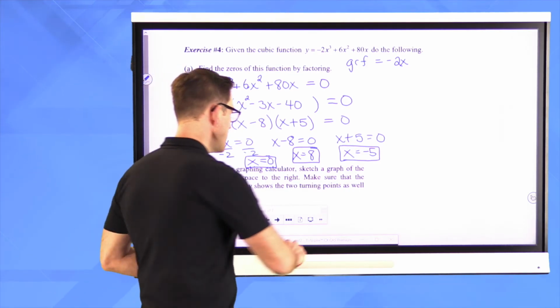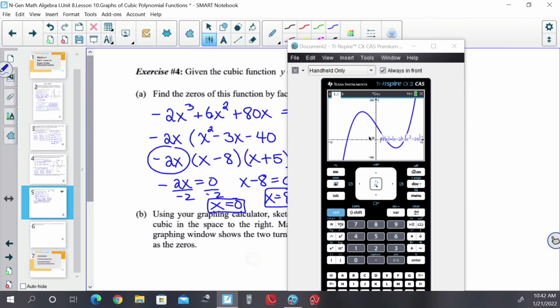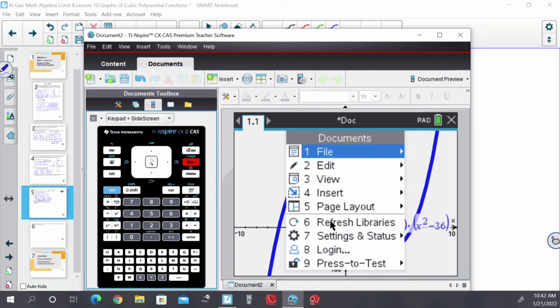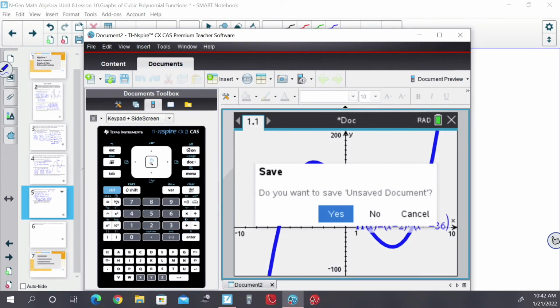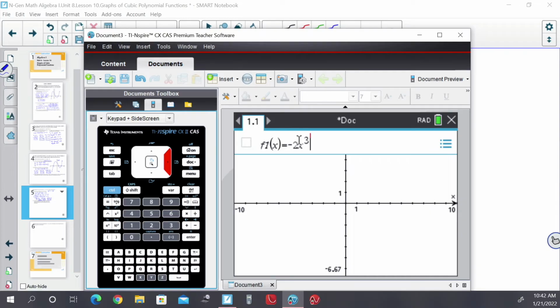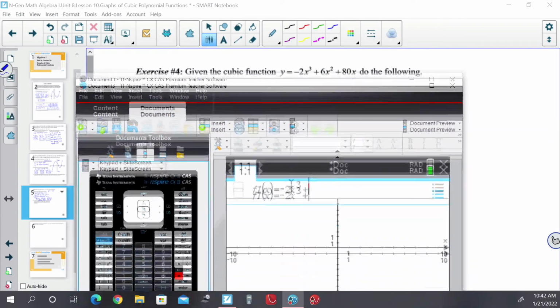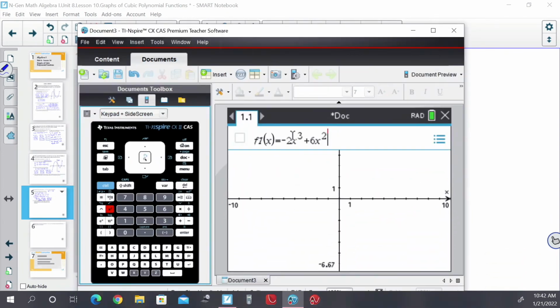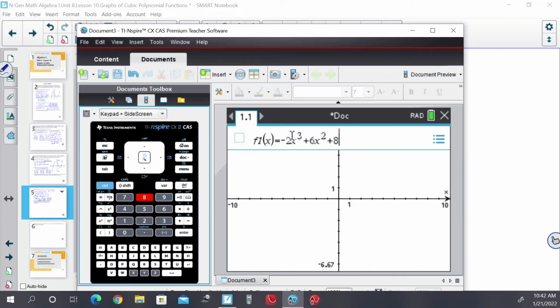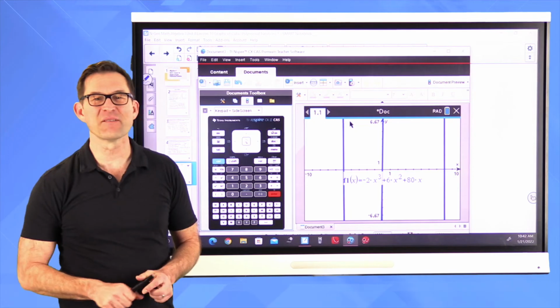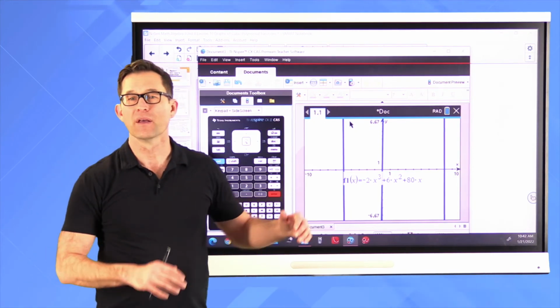All right, so let's take a look. Bring this thing back out. I think I'll just go back to this, just do a new doc, easier, I think, graph. Okay, here we go. So we have negative 2x to the third, right, plus 6x squared, right, and then plus 80x. Excellent.